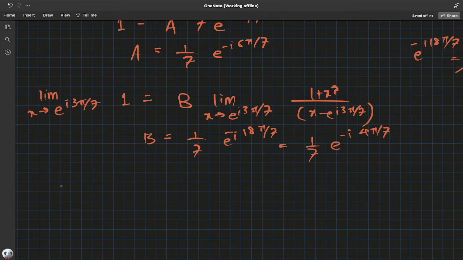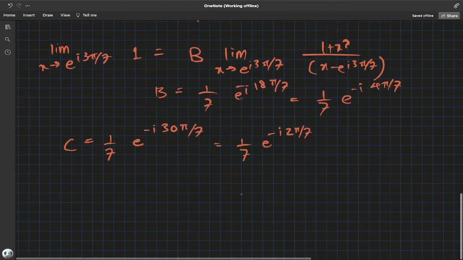Now for C, you do a similar approach except take the limit as x goes to e to the i 5 pi over 7. So you have 1/7 e to the negative i, I believe, 30 pi over 7, because 5 times 6 from the derivative. This becomes 1/7. The closest multiple of 14 is 28, so the remainder is 2, so 2 pi over 7.